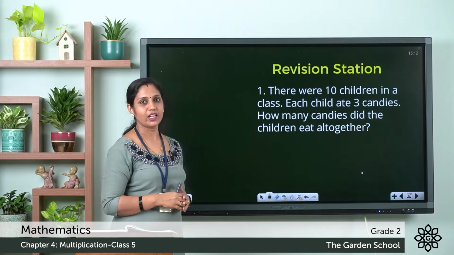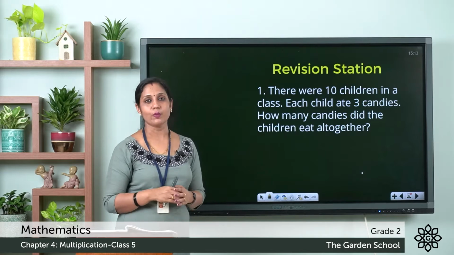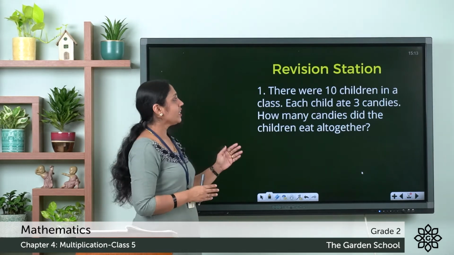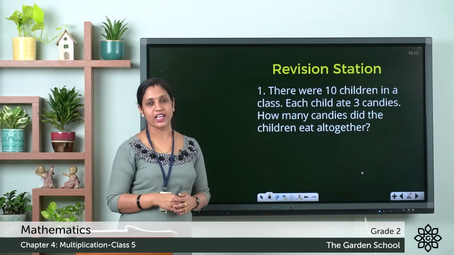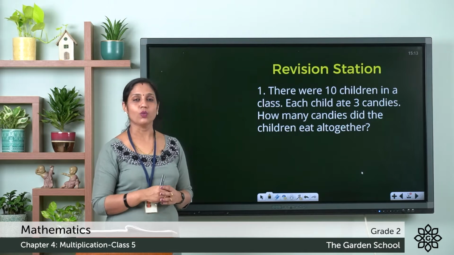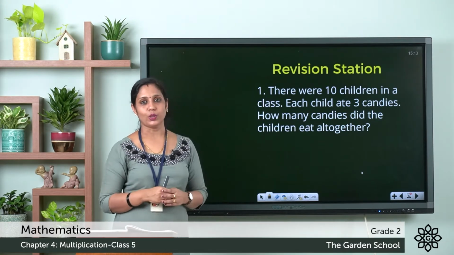So what we have to find out here, there were 10 children in a class. So how many children are there in a class? There are 10 children. And each child ate 3 candies. And what did the children do? They ate 3 candies each. Now what do we have to find out? How many candies did the children eat altogether?